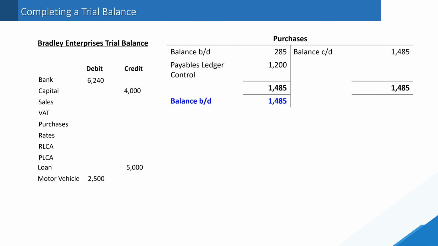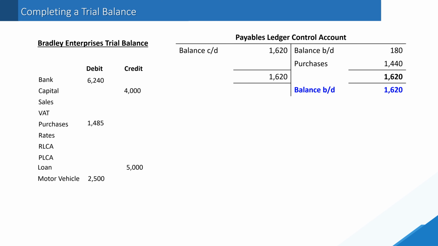Our purchases account has an updated balance brought down of £1,485, recognising the value of goods purchased with the intention of resale. The Payables ledger control account shows the liability we have to our payables, our credit suppliers. The balance brought down is a credit, as will the balance in our trial balance.